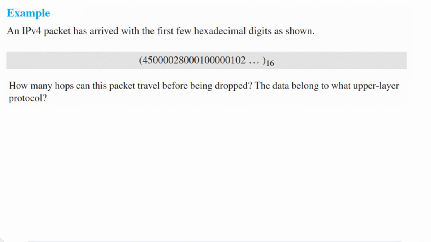In an IPv4 packet, like an IPv4 packet has arrived, the first few hexadecimal digits are shown like this. How many hops can this packet travel before being dropped? So basically they are asking about the TTL field. They are also asking which upper layer protocol the data belongs to, and which protocol number is there. Suppose we do not know the mapping, let's not worry about it. Let's just find out the protocol number and also find out the TTL value.